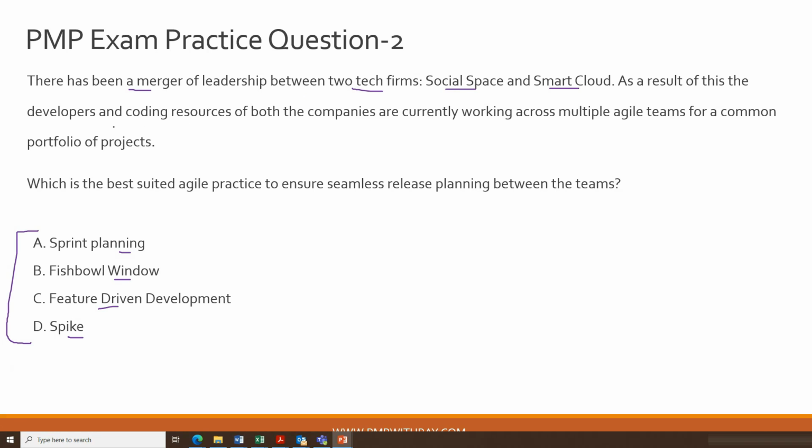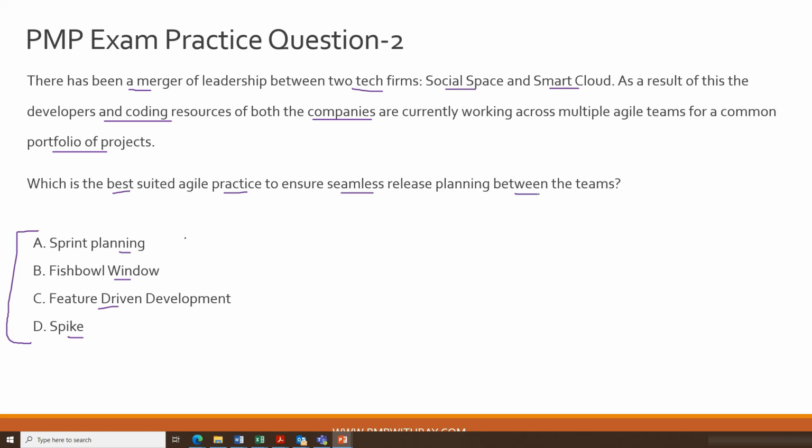As a result of this, the developers and the coding resources of both the companies are currently working across multiple agile teams for a common portfolio of projects. Okay. So quite a generic scenario where two companies have merged and the resources of the two companies are now clubbed together working towards a common portfolio of projects. Which is the best suited agile practice to ensure seamless release planning between the teams?